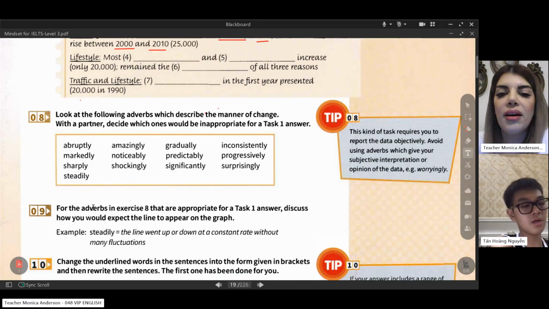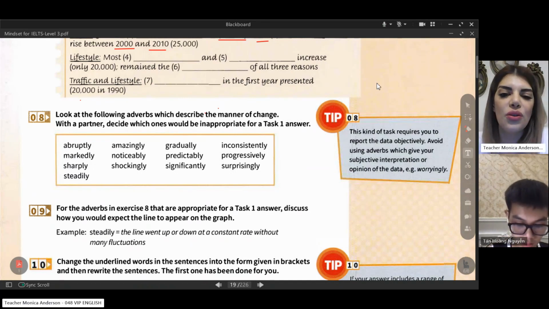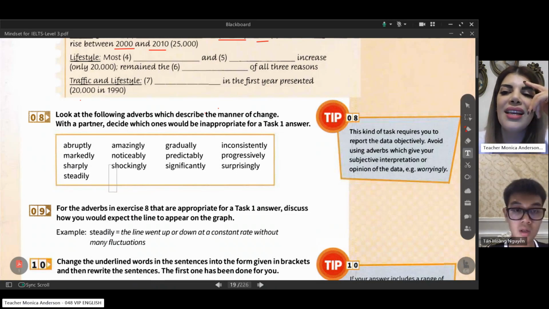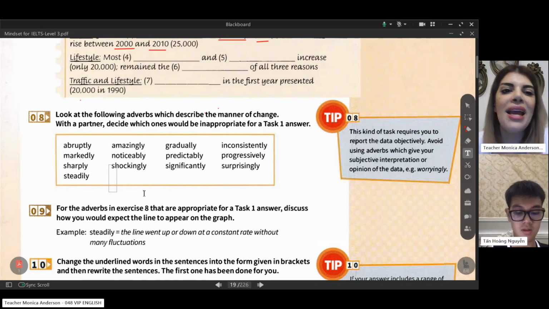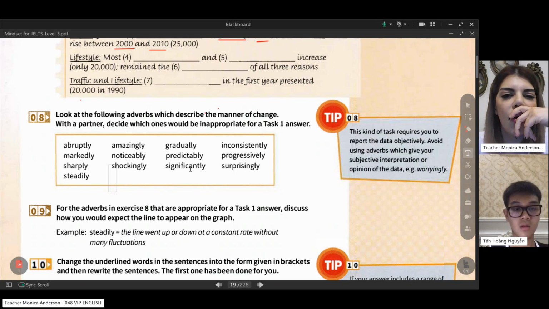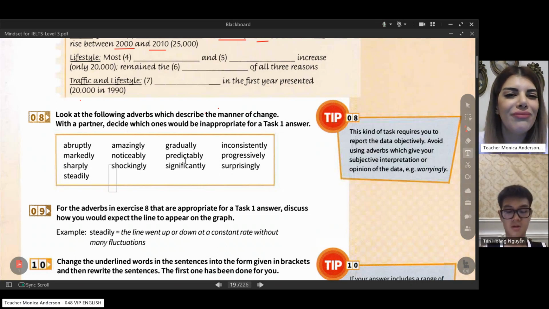And can we use it in the chart, teacher? Of course we can use it, but first of all, let's talk about the inappropriate ones. Shockingly, amazingly, surprisingly, predictably, they are not good adverbs that we use, so we remove them.